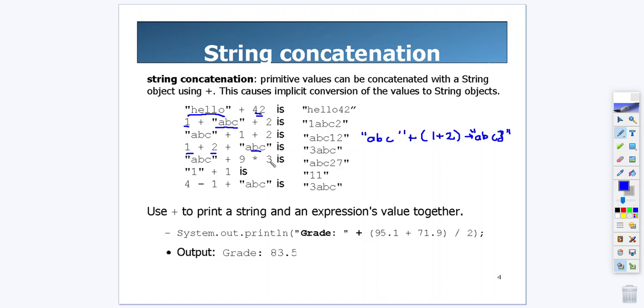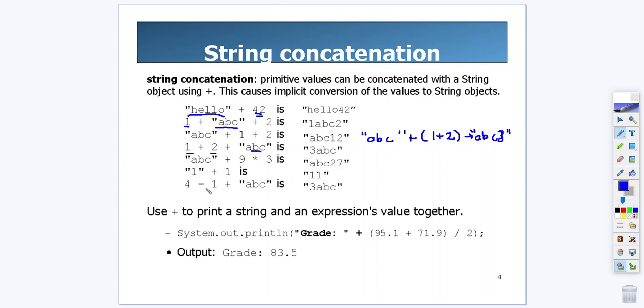Multiplication has a higher precedence than addition and concatenation, so we would multiply and get 27, and then we would concatenate ABC and 27 to get ABC27. Notice this is inside the double quotation marks, which means it's a string literal, it's not a primitive integer. And so a string together with an int will just smush them together.